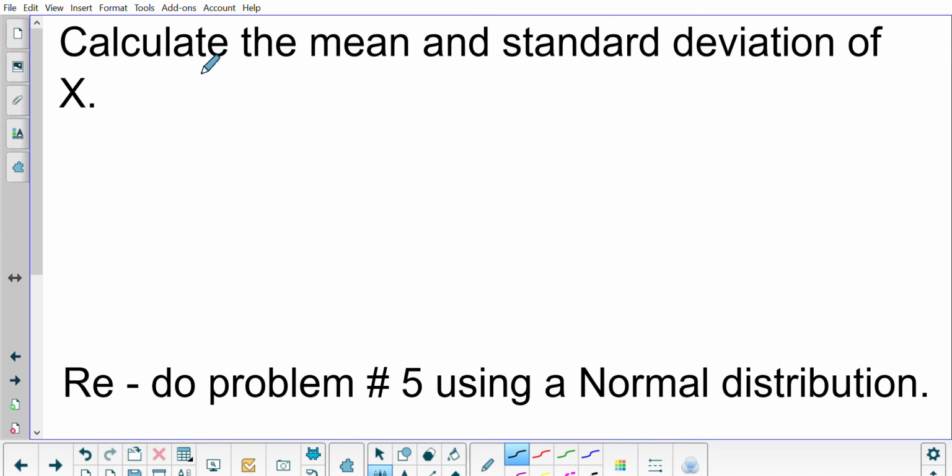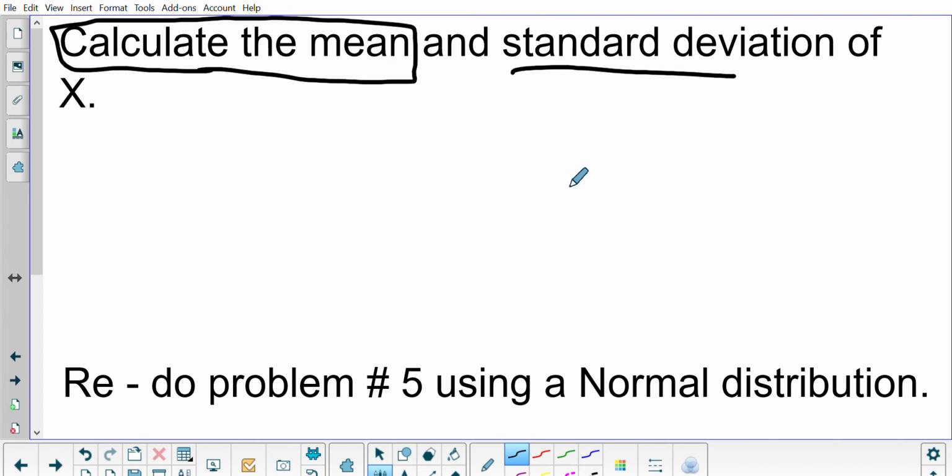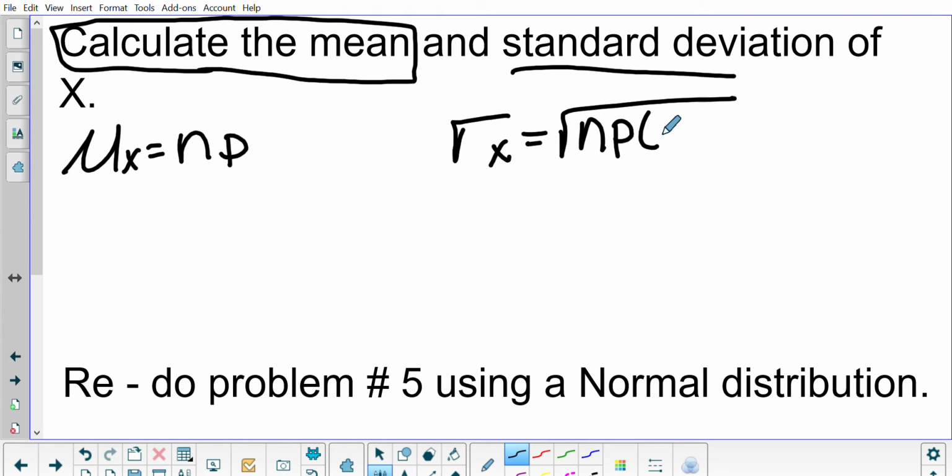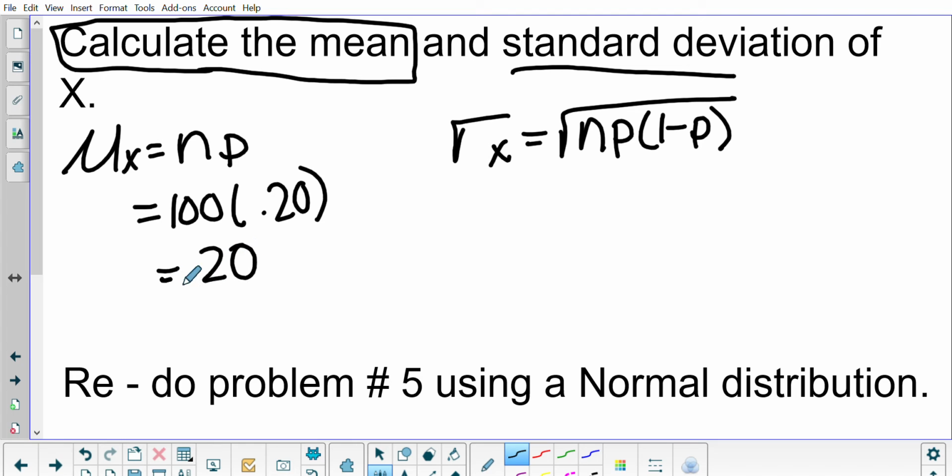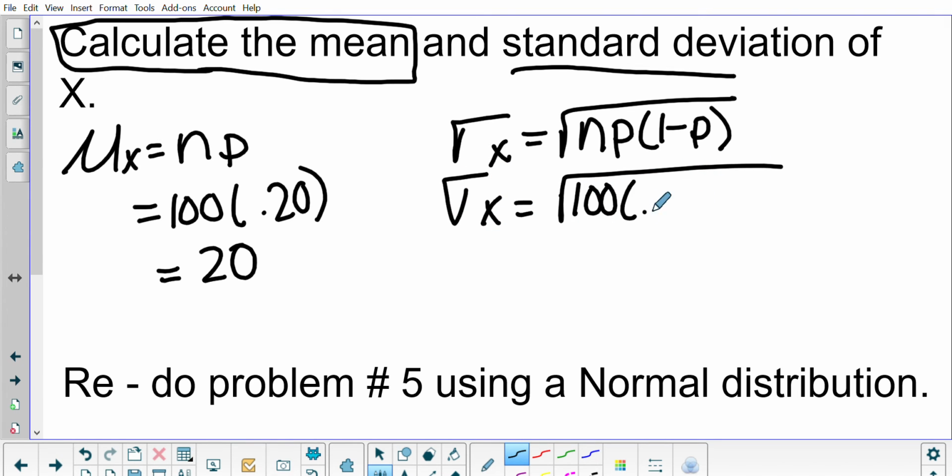We learned on Friday, or today if you're watching it tonight, how to calculate the mean and the standard deviation of a binomial distribution. So we're going to use these 2 formulas. Can you first calculate the mean, please? This is 100 times 0.20, which is 20. And now can you calculate the standard deviation? It is the square root of 100 times 0.20 times 0.80, which is 4.